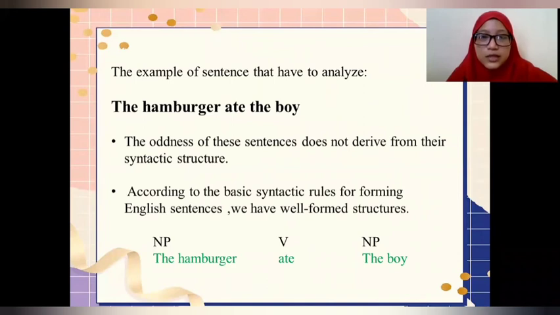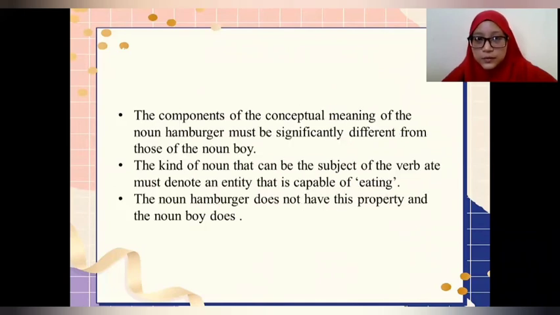I'm from group 3. And here, I will explain about the examples of analysis. The example sentence that I have to analyze is "The hamburger ate the boy." The oddness of this sentence does not derive from its syntactic structure. According to the basic syntactic rules for forming English sentences, we have well-formed structures: the hamburger as a noun phrase, ate as a verb, and the boy as a noun phrase. So the sentence is good in syntactic structure, but semantically the sentence is odd.